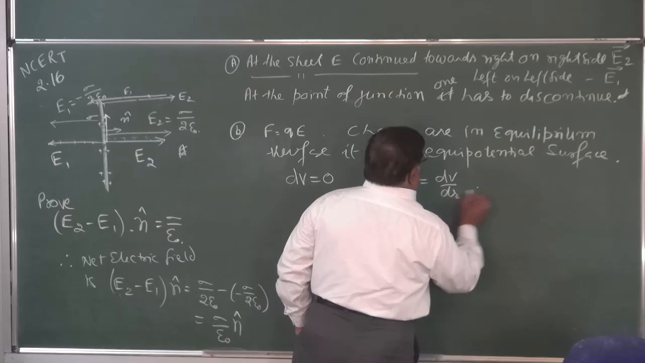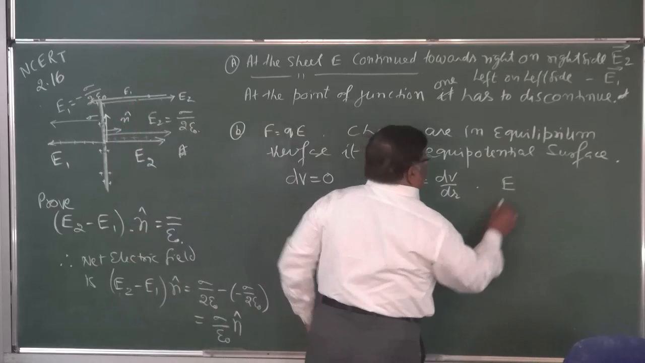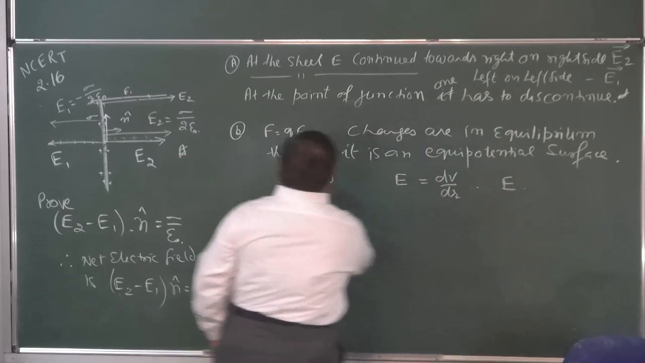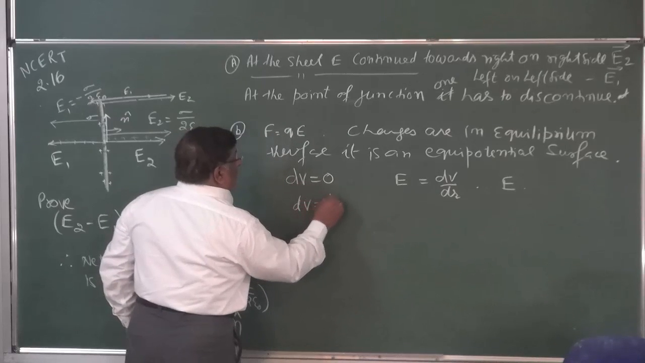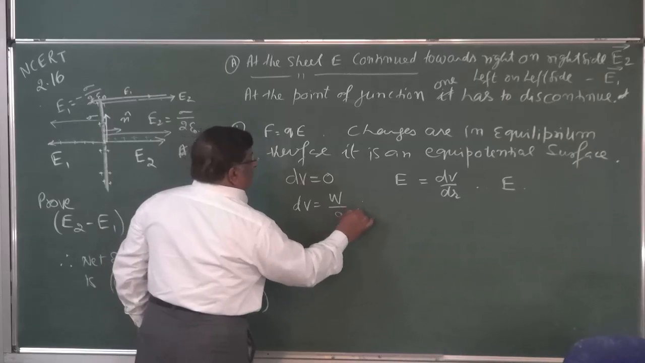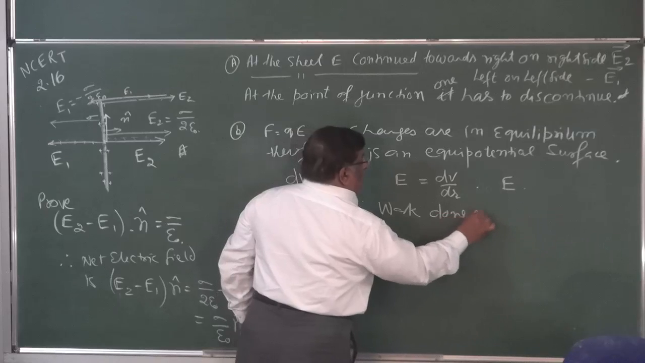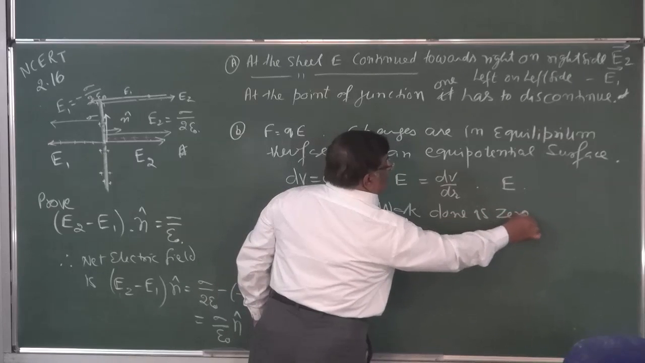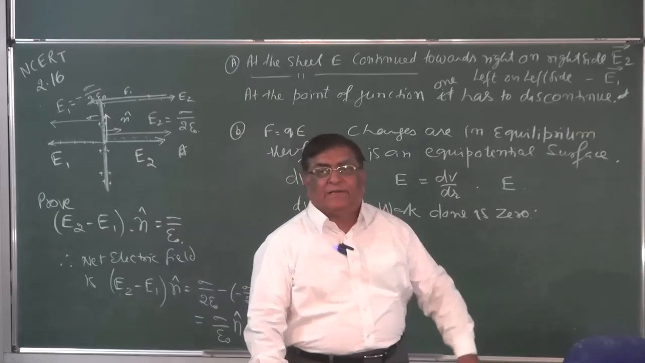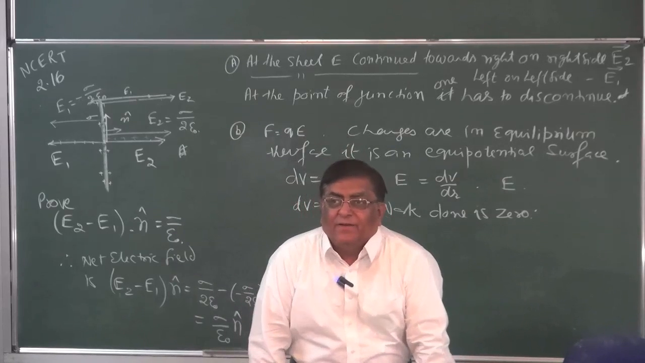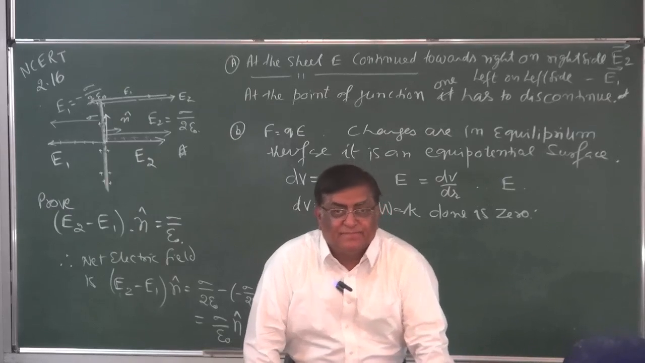Therefore, for the electric field that is along the surface, dV is equal to 0, and dV is equal to work done per unit charge. Therefore, work done is 0. Work done is 0 is possible when the electric field value remains the same. It does not change.